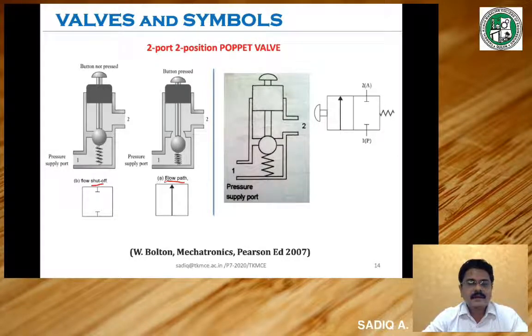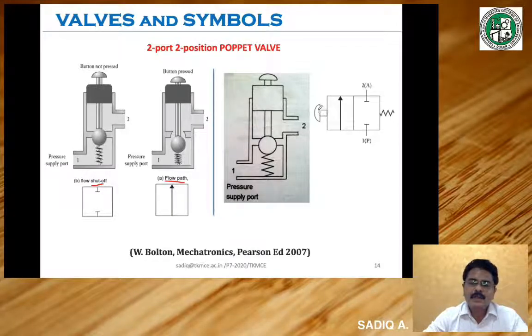And here the same valve, in another position where there is a permission of flow in one direction. So when you combine these two, that represents this valve that is shown here. So in one condition it is shut, in another condition there is flow, and the change in position is happening because of the push button. So the push button is shown here.